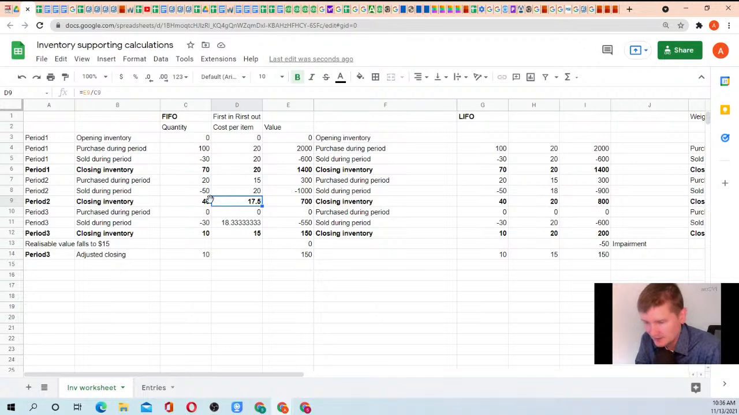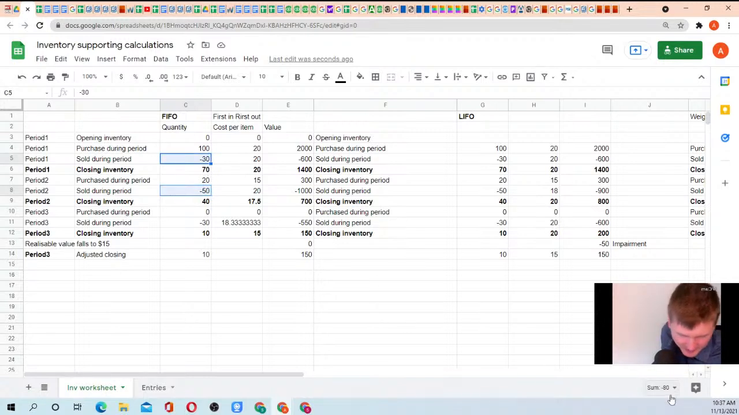Okay. So now we sell 30 items of inventories. And that's where it gets even more complicated. We need to figure out what value of inventory did we sell. So here we can see that basically we sold 80 of the $20 items. It's all the same inventory. It's not different inventory items.